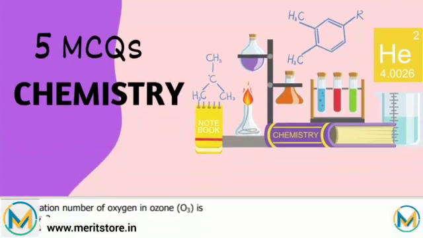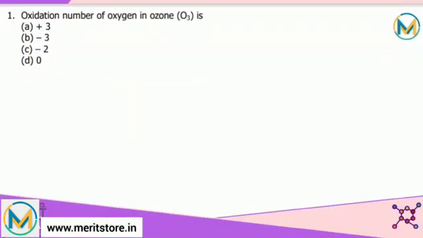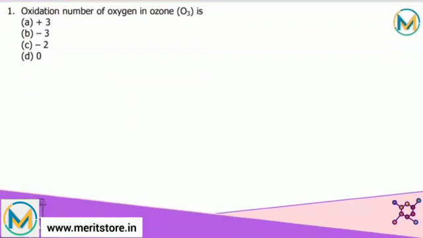First question: the oxidation number of oxygen in ozone is. Molecules and free atoms show zero oxidation state. O3 is a molecule which shows zero oxidation state. So the correct answer for this question is option D.